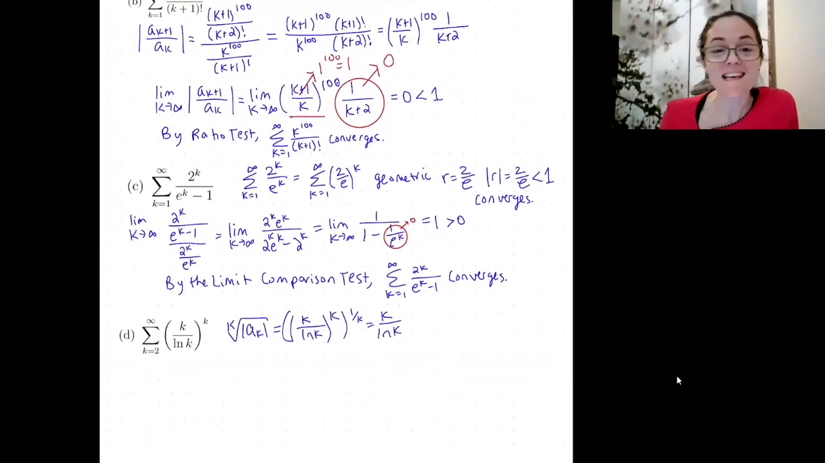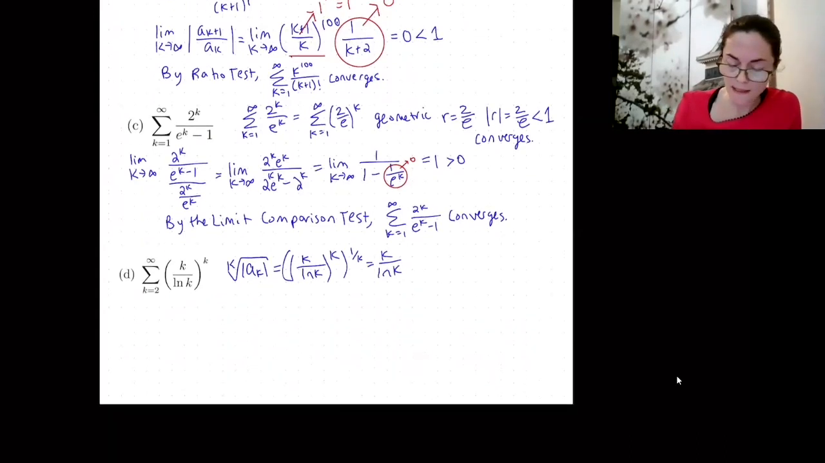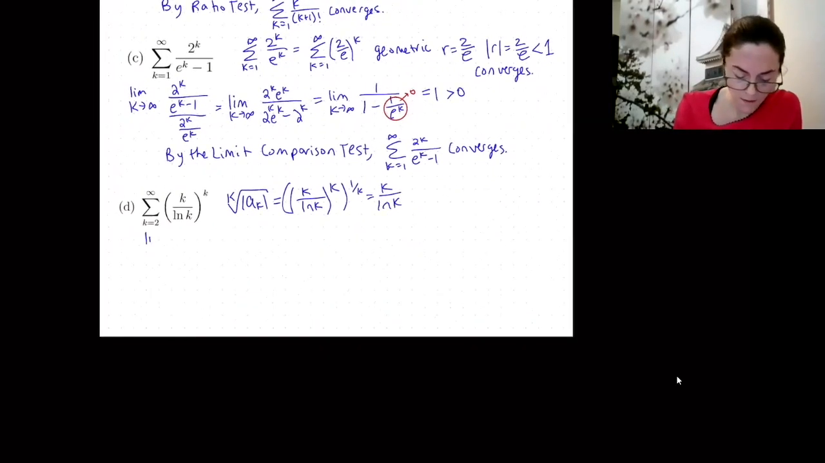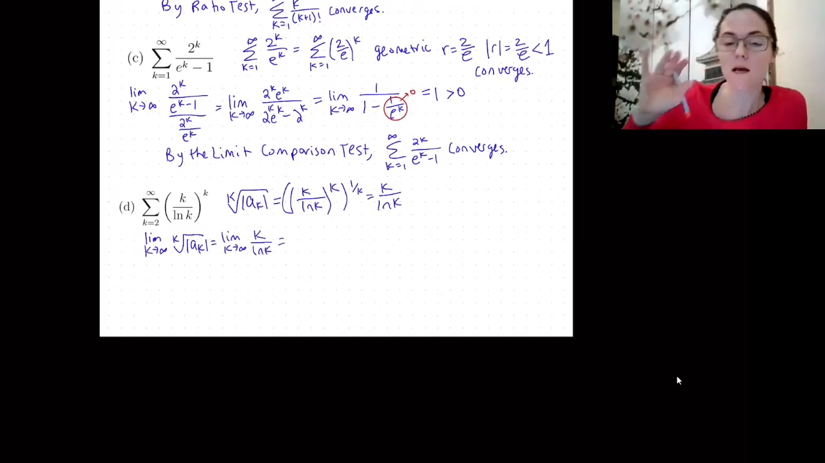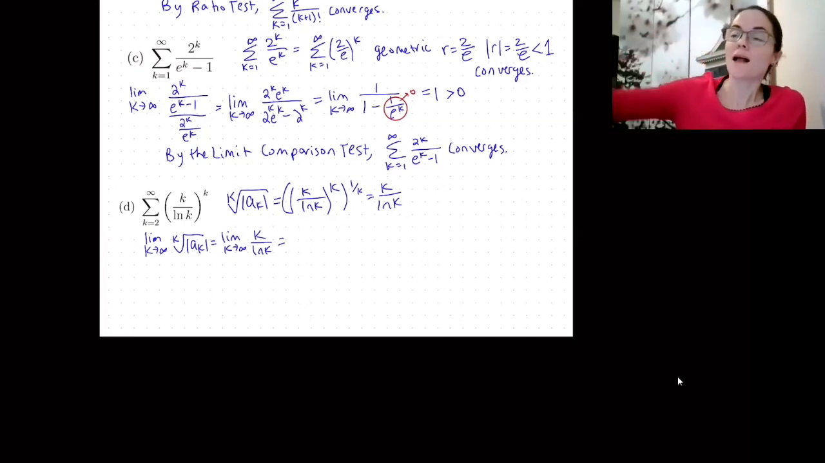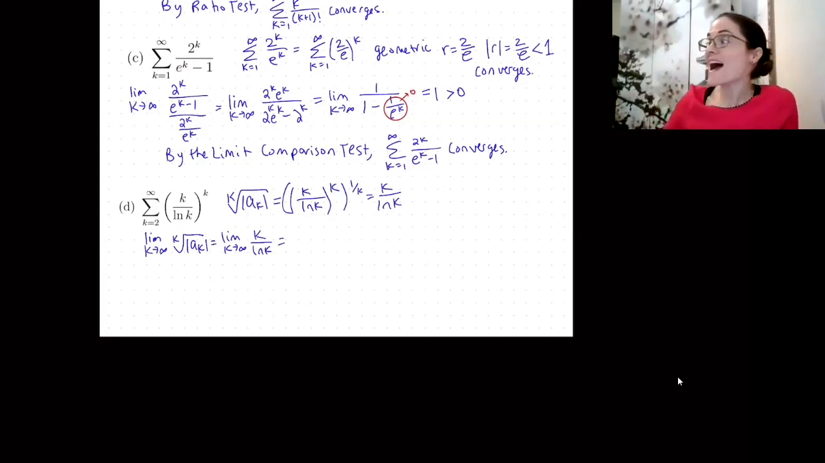Okay, then using the root test, we want to take a limit as k goes to infinity of the kth root of the absolute value of a_k. This is the limit as k goes to infinity of k over ln k. We've already simplified this. Now, think about your growth rates. Polynomial, which k is, grows significantly faster, it's bigger than ln k when you get close to infinity. Or you could say ln k grows significantly slower than k.